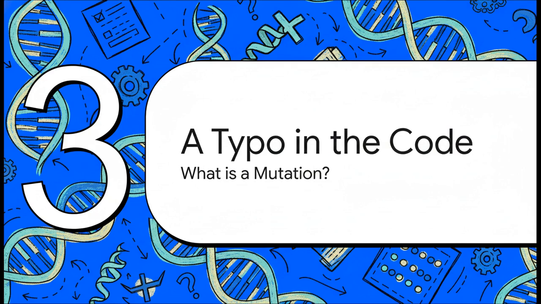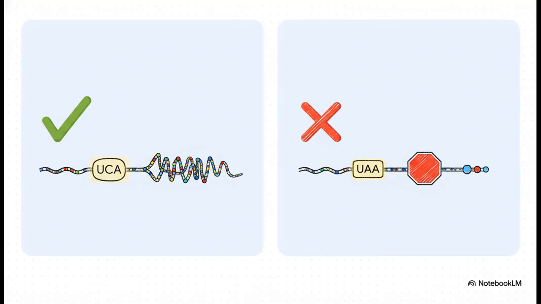If the DNA blueprint is an instruction manual, then a mutation is, quite simply, a typo. It's an error in that original text that can have huge, huge consequences when it's time for the cell to build something. This right here shows the problem perfectly. On the left, you see the normal code, UCA, which correctly signals for the amino acid serine. The protein gets built just fine.